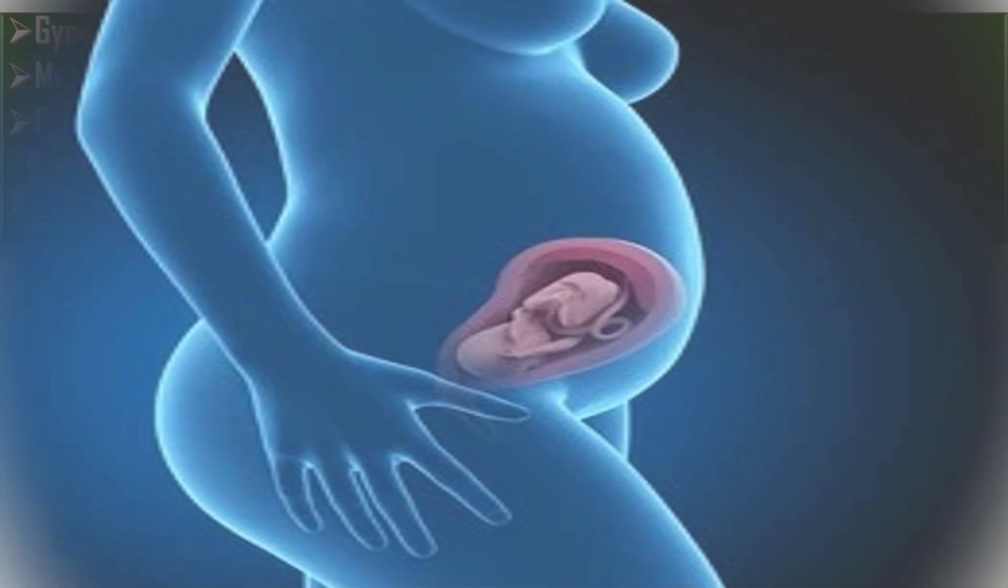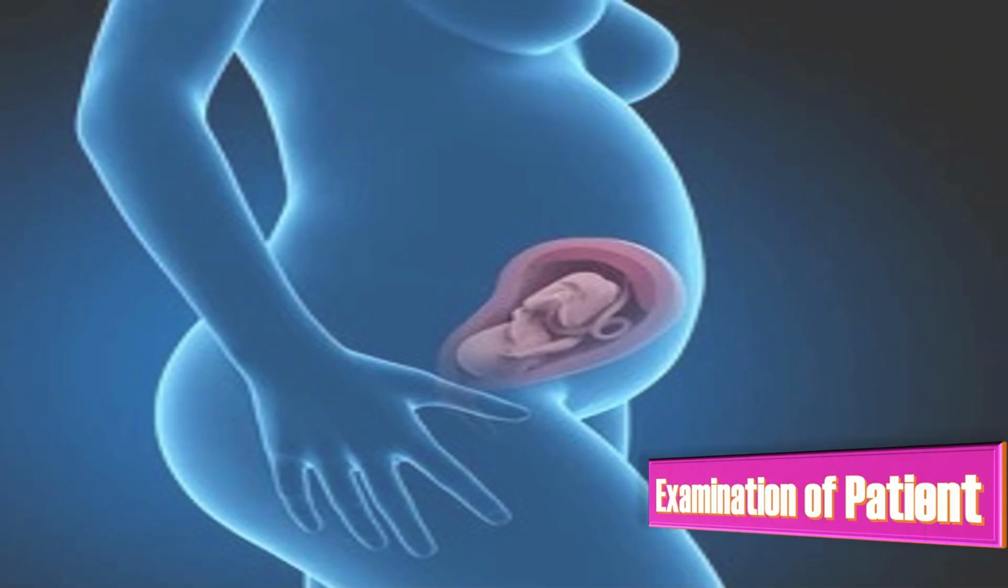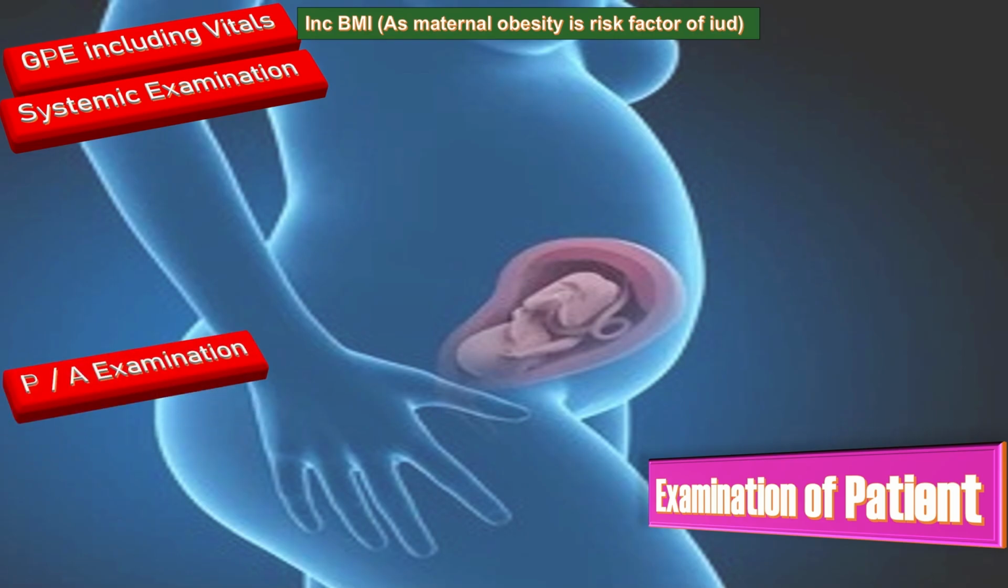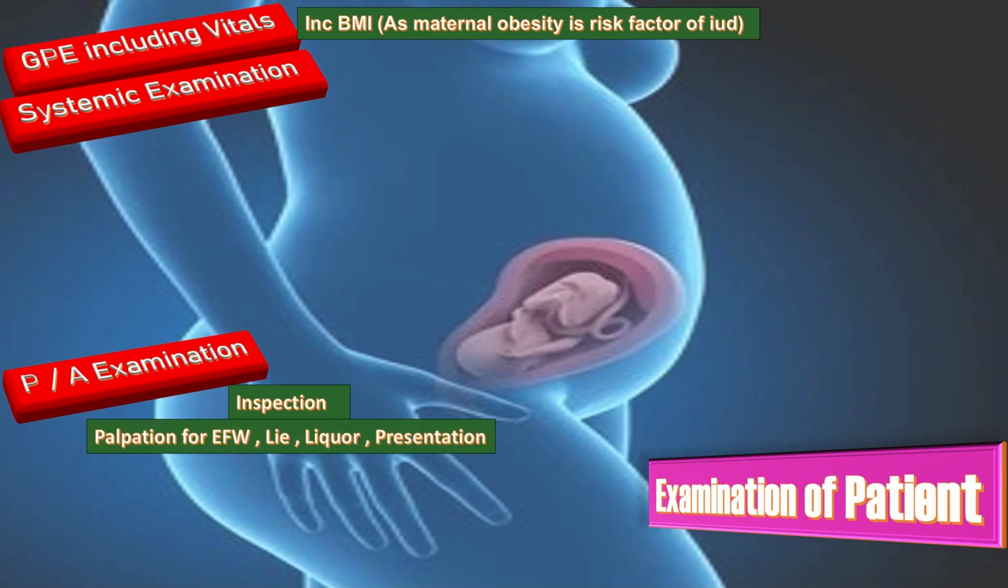Then do appropriate examination of the patient, which starts from the general physical examination, including the vitals and BMI, as maternal obesity is a risk factor for IUFD. Then do complete systemic examination and the per-abdominal examination, in which we will do inspection and palpation for estimated fetal weight, liquor, presentation, and fetal cardiac activity, whether it is present or not.